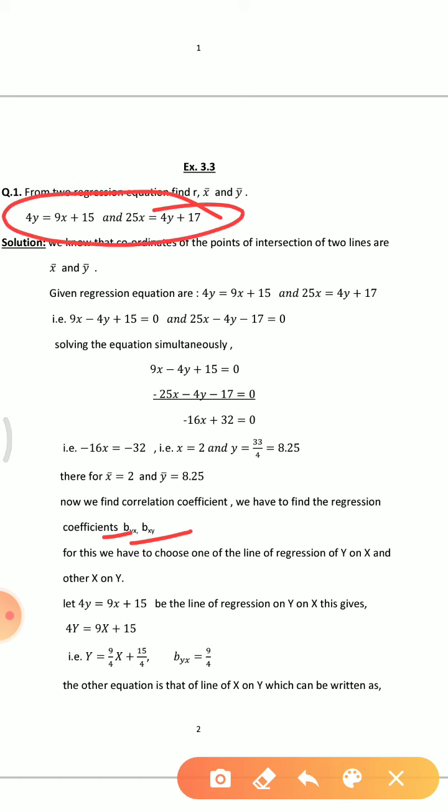Then we have to assume: let 4y = 9x + 15 be the line of regression of y on x. Dividing both sides by 4, y = 9 by 4 x + 15 by 4. Therefore, the regression coefficient of y on x is b of yx = 9 by 4.